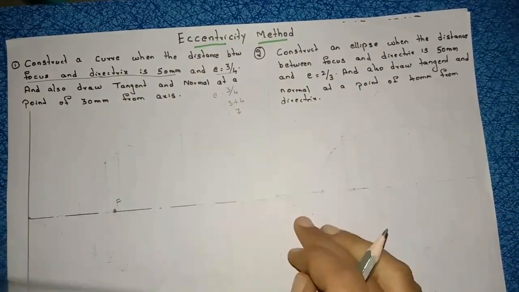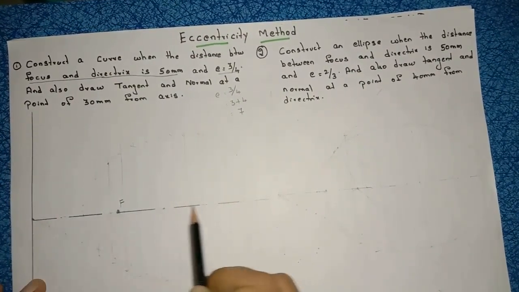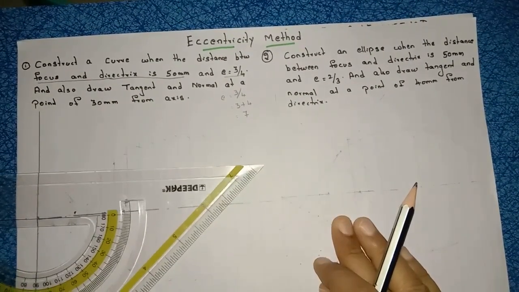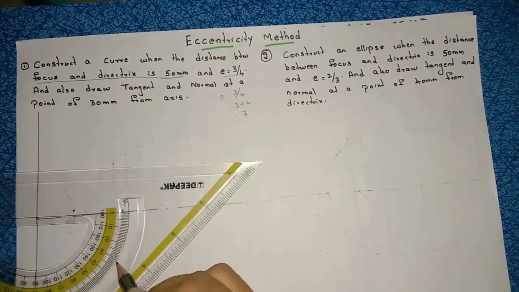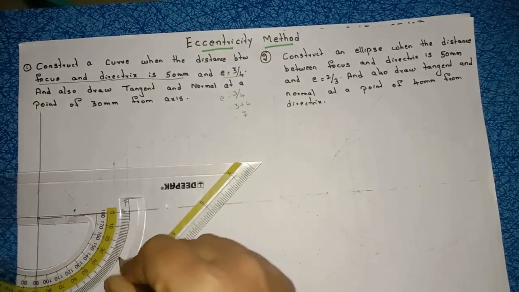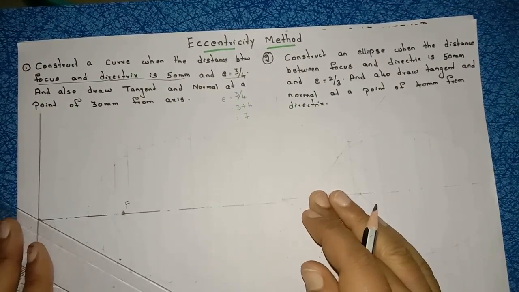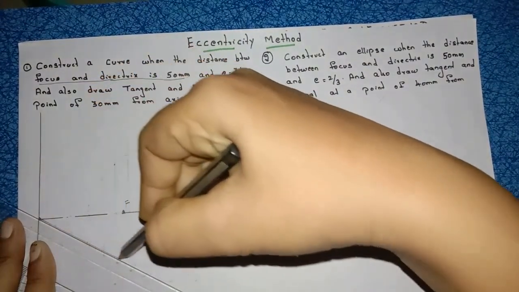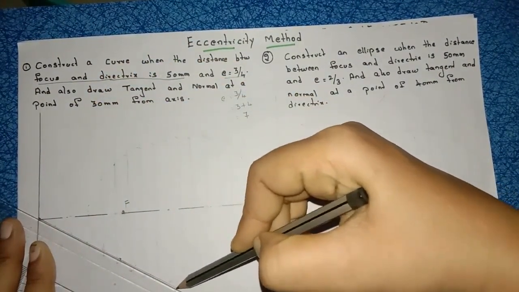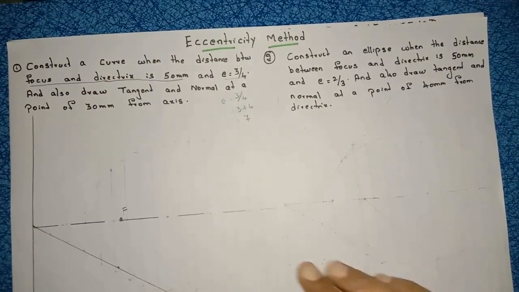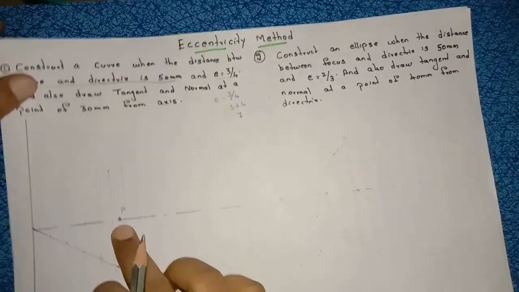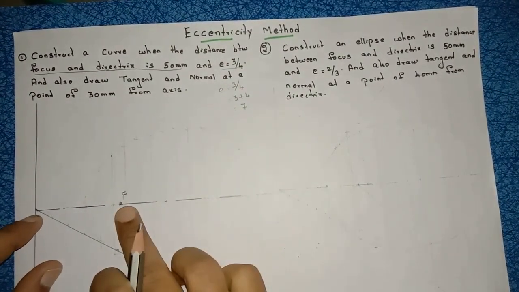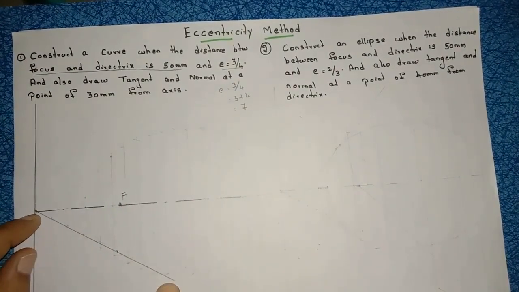Take a protractor, keep the protractor on this axis line, from this point, and take a 30 degrees angle. Draw a line of any length, right? Now what we are doing, we are dividing this 50 mm into 7 equal parts. So in order to divide a line into equal parts, we are taking here a 30 degrees angle.